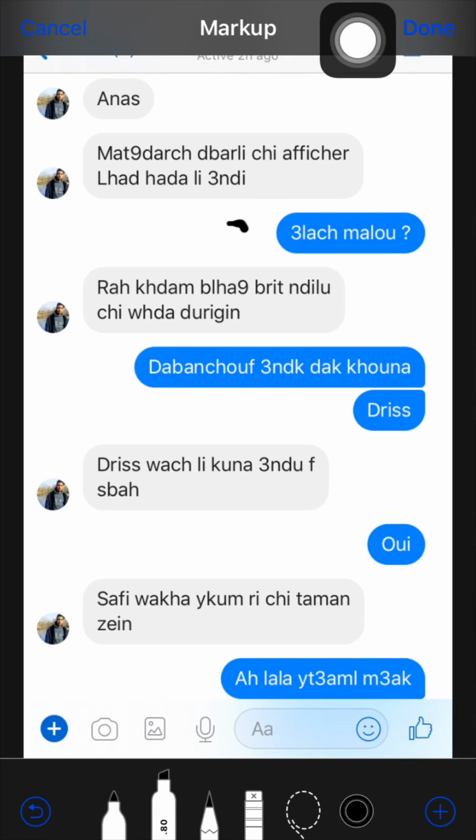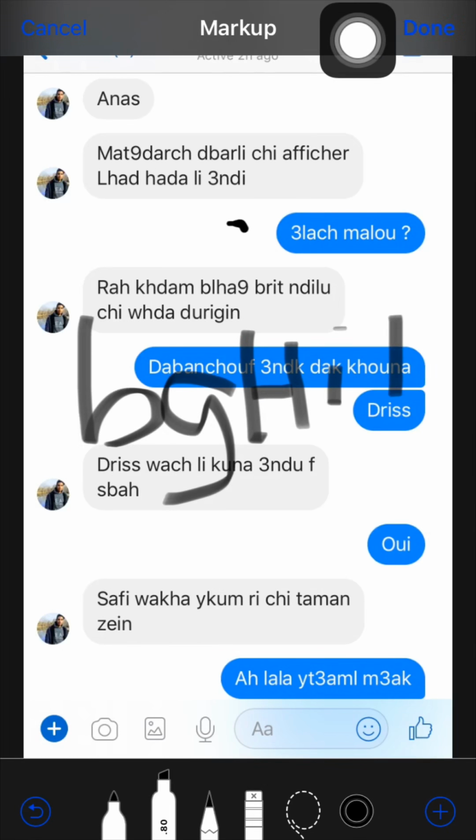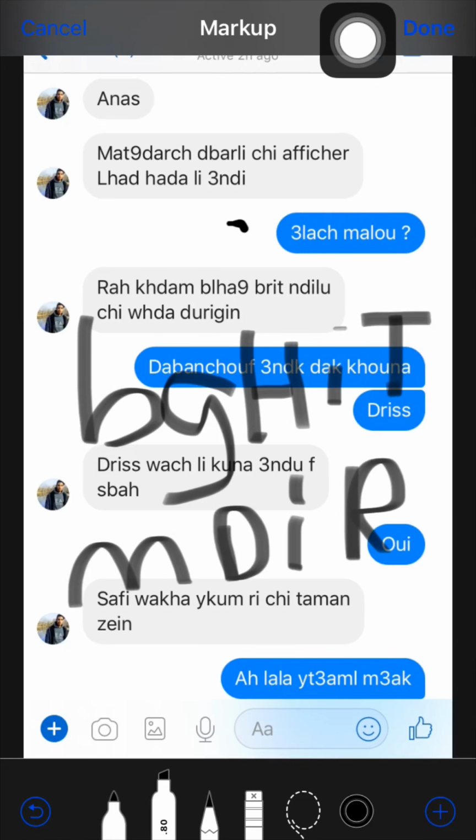For example, if I said بغيت ندير, it means I want to do. But if I said بغيت ندير له, it means I want to do something to something else, or someone else. ندير له. So we just don't put the R over here, we just drop it to make it sound better.